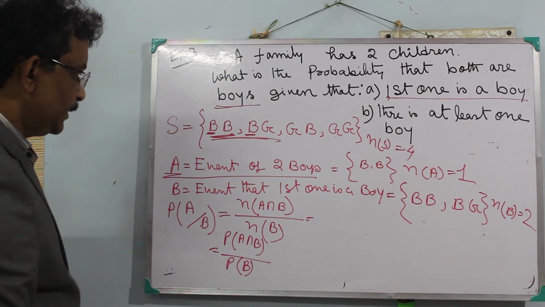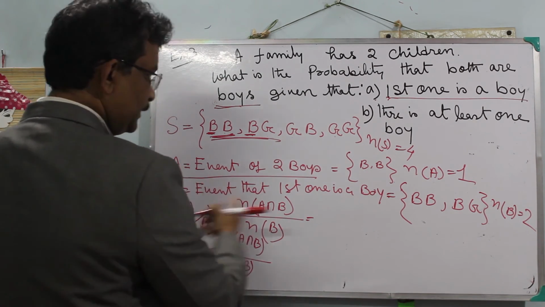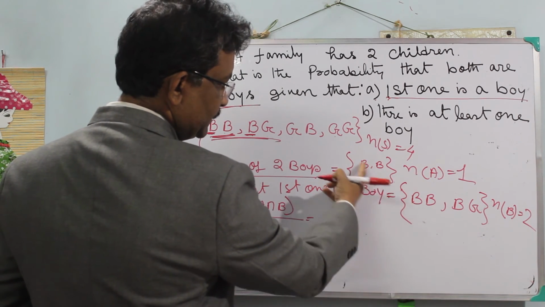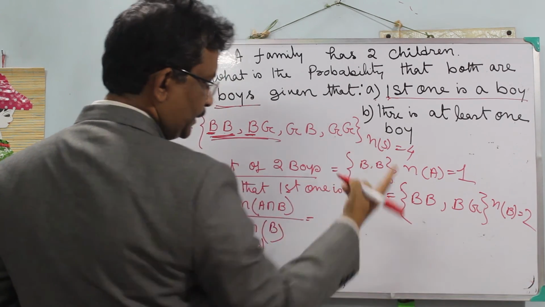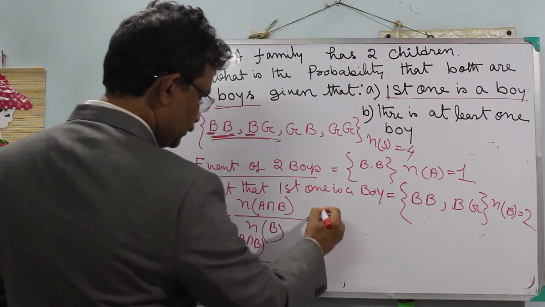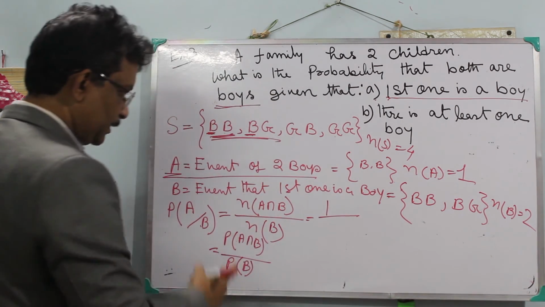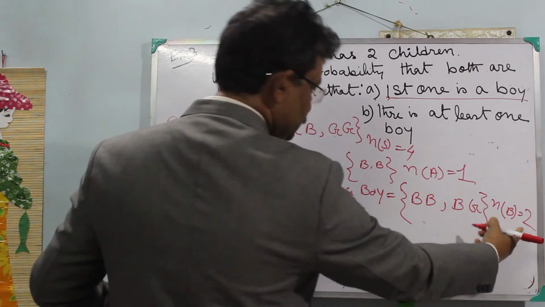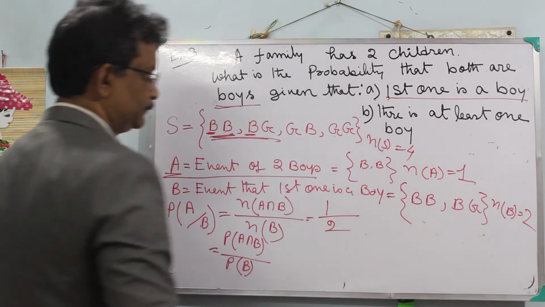Number of elements of A intersection B. A is this one, B is this one. What is the intersection? BB. And the number of elements is 1 common, BB. So this is 1 divided by the number of elements of B. The number of elements of set B is 2.